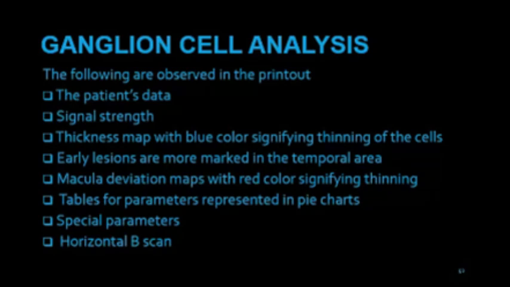So the following are observed in the printout. The same data we observe in the RNFL, we also observe here. The patient's data, the signal strength, the thickness. I've told you what signal strength is. The thickness is marked with blue color signifying thinning of the cells. Any lesions are more marked in the temporal area. Macular deviation maps with red color signifying thinning. Tables for parameters represented in pie charts, specific parameters, and then the horizontal B-scan.